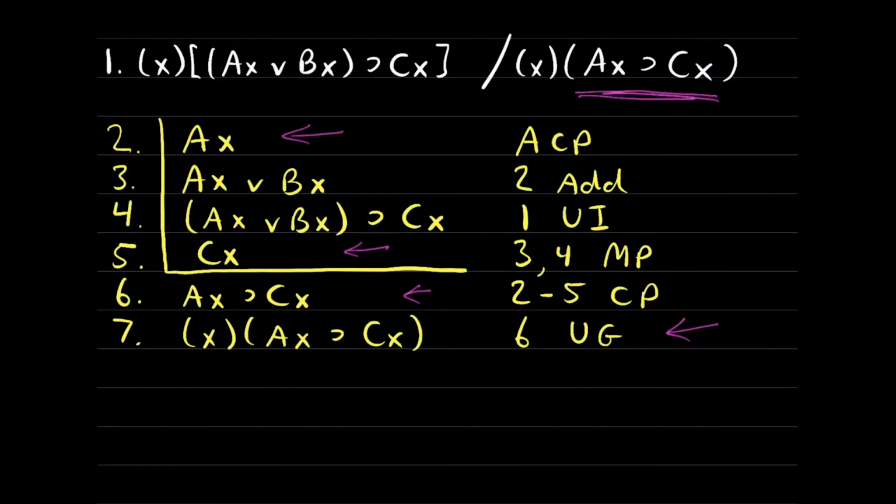We can walk through it a little more carefully in more detail, but I want you to understand the structure of what we're doing here. Like I said, we started out by assuming the antecedent of the conditional we need, Ax. ACP, assumption for conditional proof.